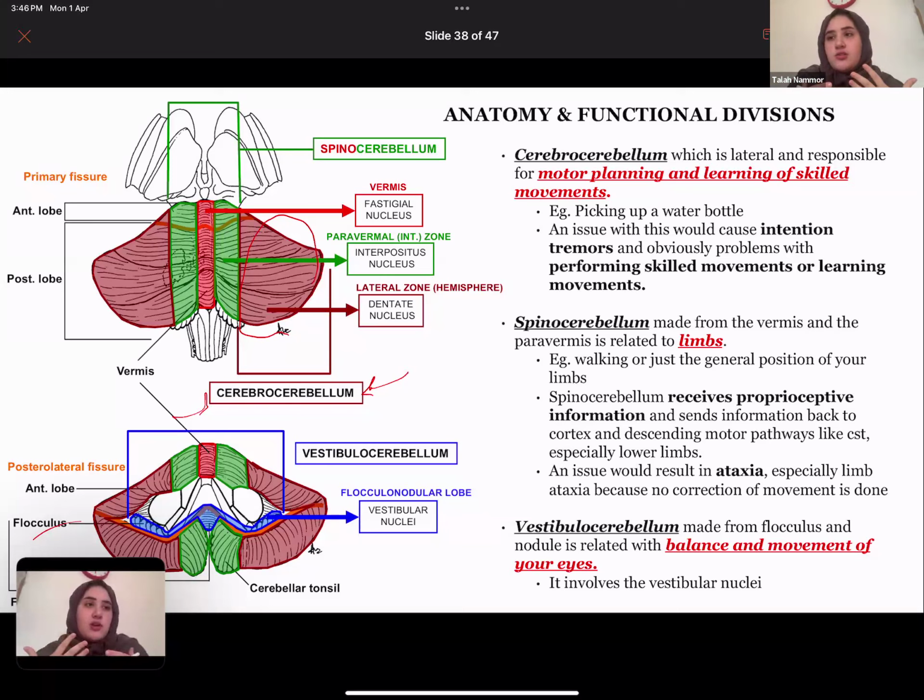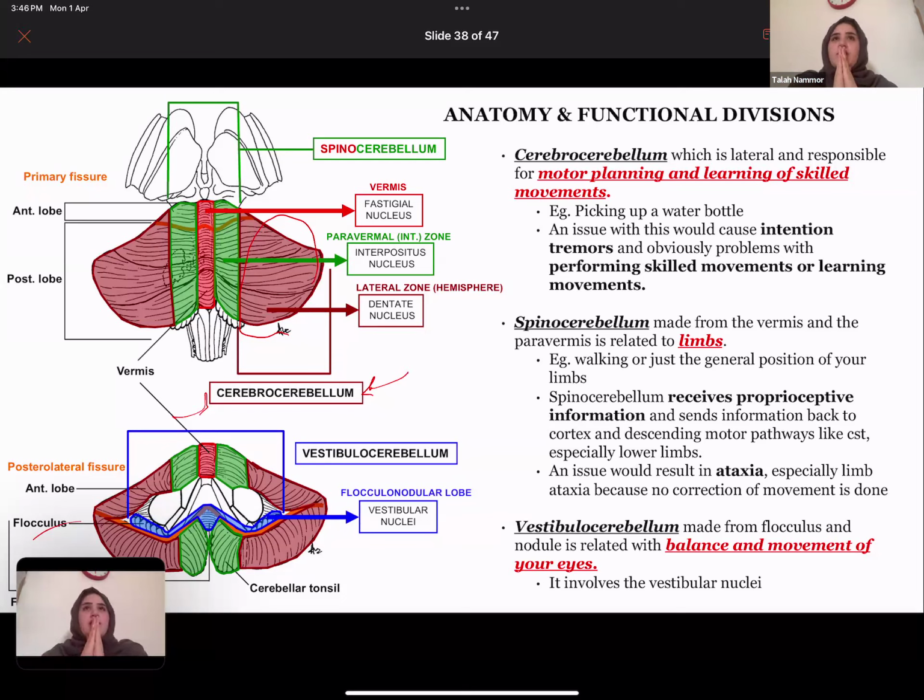we're going to have something called intention tremor. It's called intention tremor, but technically it's unintentional. So when you want to do something, like I'm going to grasp something, I'm going to start having a tremor. It comes when you're attempting or intending to do something, you're going to have a tremor.